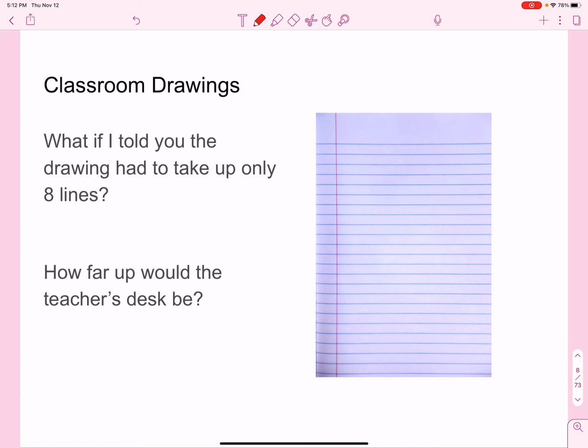What if I told you that you could only take up 8 lines? So if the top of it was here, 1, 2, 3, 4, 5, 6, 7, 8, and the bottom of the room was here. If you couldn't take up the whole page and it just had to go here, do you think that some of our drawings might look a little bit more similar? Okay, so if you can only take up 8 lines, how far up would the teacher's desk be?